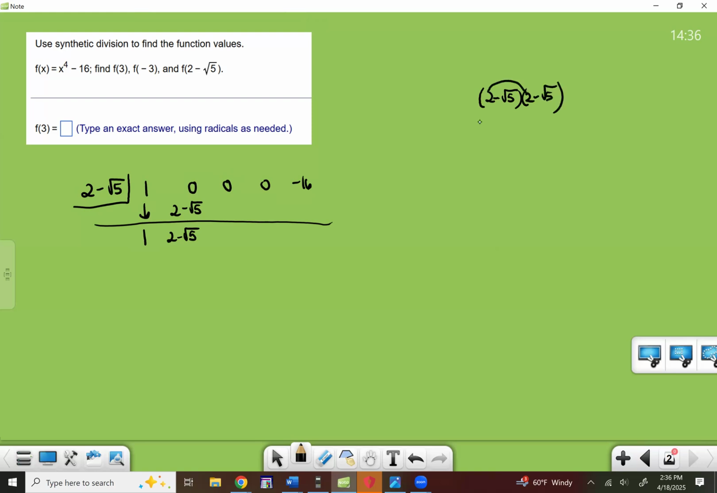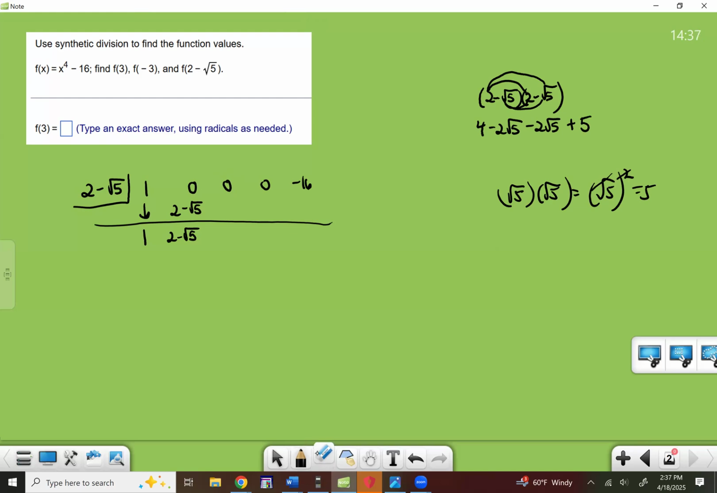So 2 times 2 gets us 4. 2 times negative root 5 is negative 2 root 5. Negative root 5 times 2, same thing. And a negative times a negative equals a positive. And whenever you take a square root and you multiply it by itself, you can write that as squared. Remember, the square root and square cancel each other out. So we will just get 5.